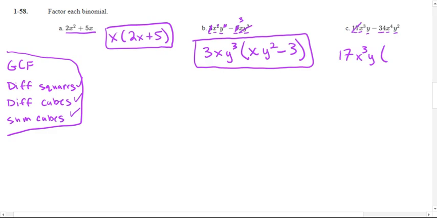For this one, I took out 17. I took out x cubed. I took out y. So all that is left is just 1. I took out 17, which 34 divided by 17 is 2. I took out 3 of the x's, and I took out 1 of the y's. Sorry, I'm running out of room here, but I got my final answer here of 17x cubed y times 1 minus 2xy. So on all these, we were just doing greatest common factor. We don't have any of our other special binomials.